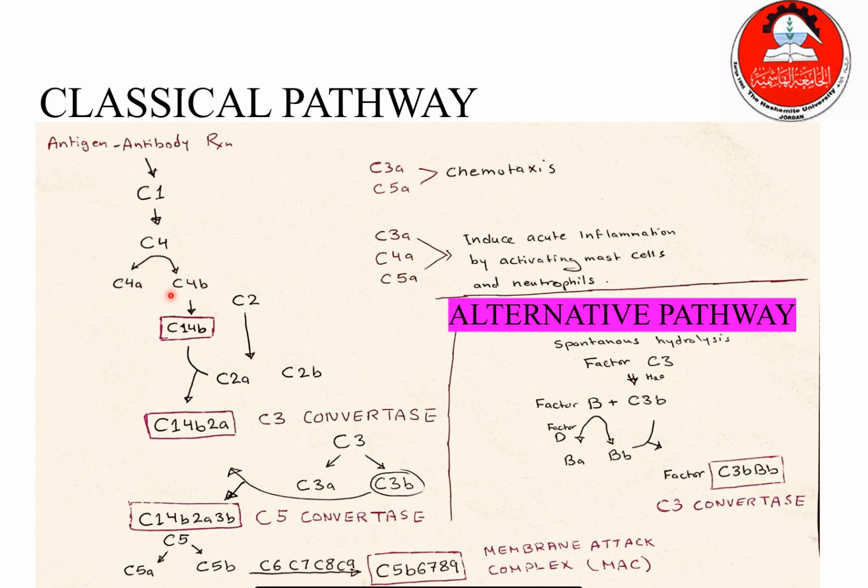Usually when we say A and B, A is the small fragment, B is the large fragment. Exception is C2. C2, when we say A is the large fragment, B is the small fragment. So C1 activates C4 to give C4A and C4B. Then C1 binds with C4B.